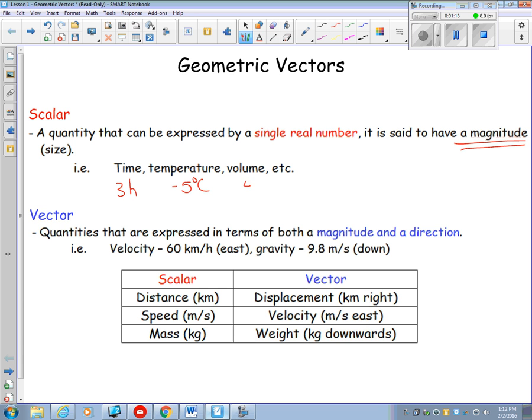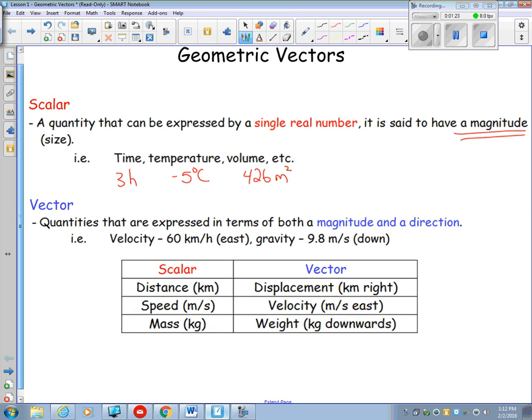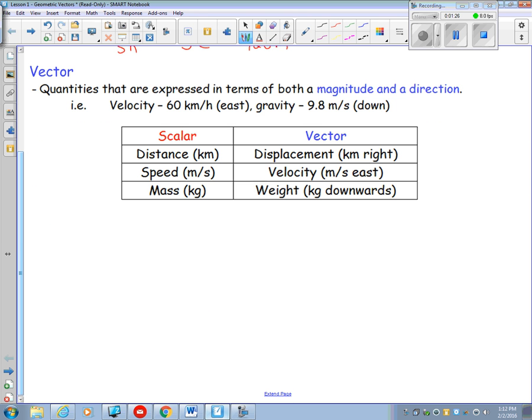Your volume, 426 meters squared. Yeah, just a number. Yes, they have units, but they have only a single value to them. As opposed to a vector, which is something that can be expressed in terms of a magnitude and a direction. For example, velocity, you're driving 60 kilometers an hour east. If I were to draw that out, I could say I'm going this way. So I'm going in a certain direction at a certain speed. Gravity, -9.8 meters per second downwards. It's going this way. I can draw an arrow, if you will, that signifies what's going on here.